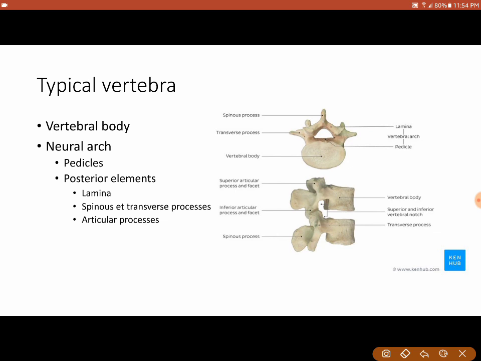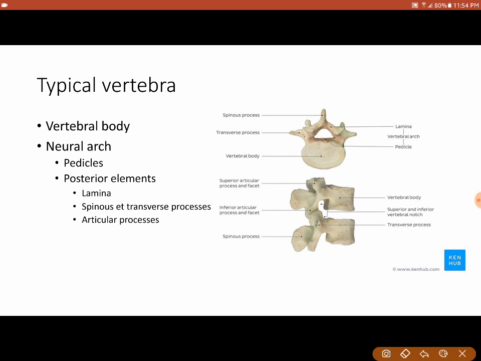Pedicles. Pedicles transmit forces from the posterior elements to the vertebral body, and it also connects the posterior elements to the vertebral body. Another function is it forms the roof of your intervertebral foramen, where your spinal nerves exit.